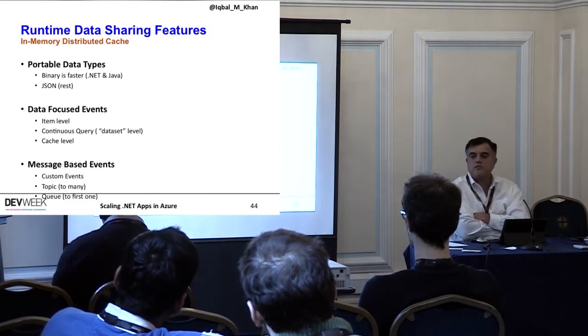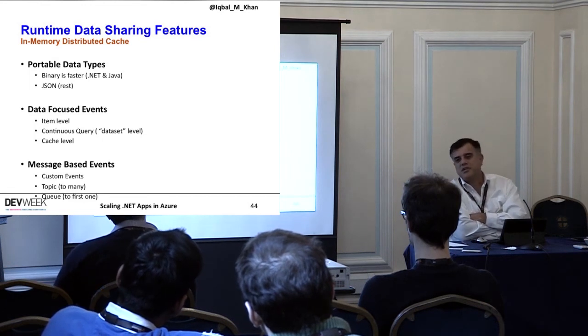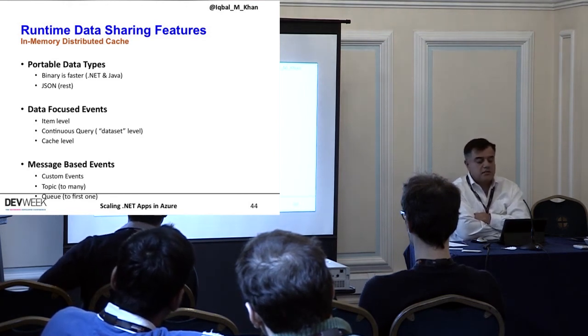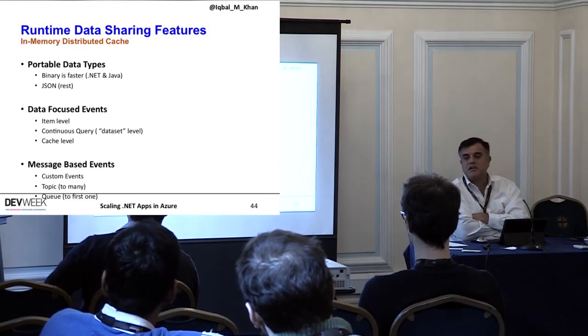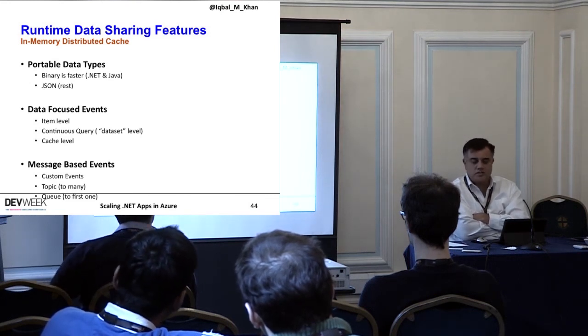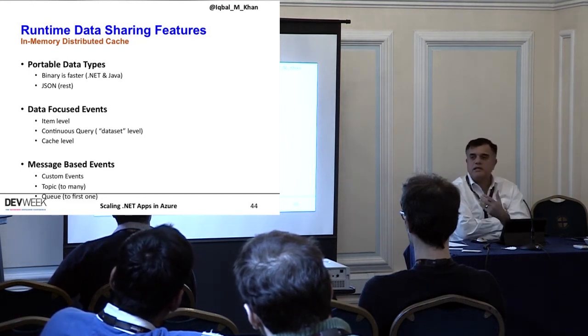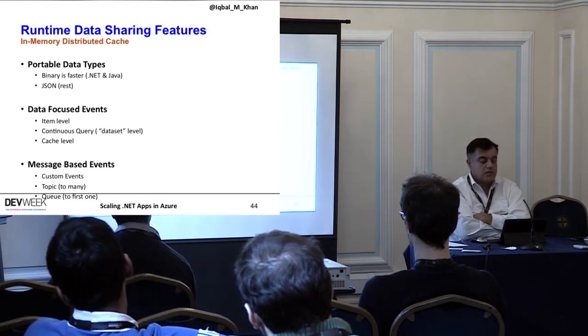The first thing is portable data types, because anytime you're sharing data, most likely you will have .NET and Java both, or maybe even other languages. So it should either be binary if it's .NET and Java only, because that's faster than JSON, or JSON if you have more than .NET and Java. So if you store data in that format, then you can share it with other language programs.